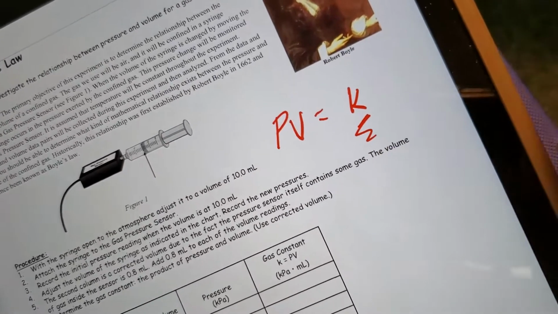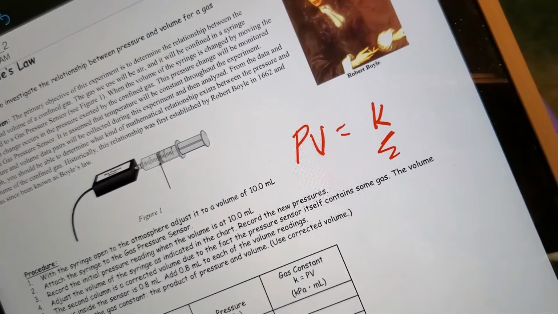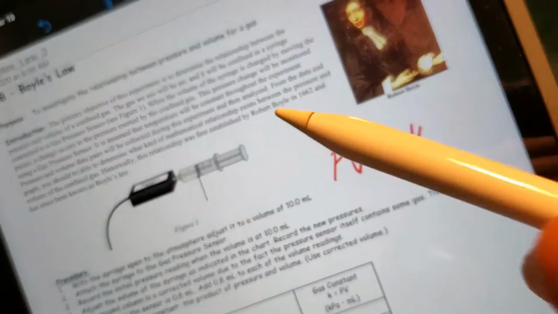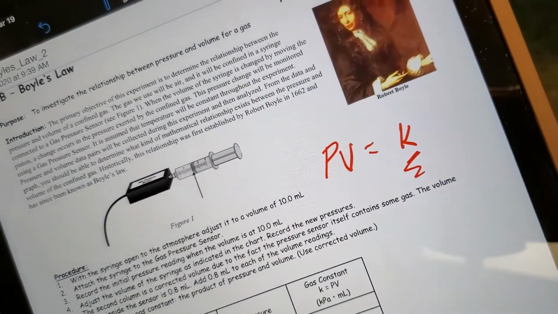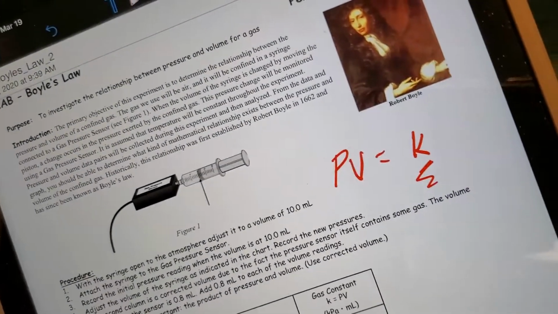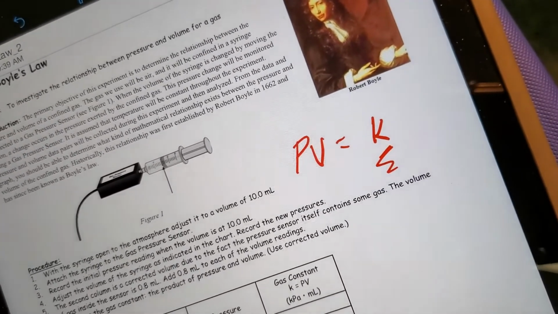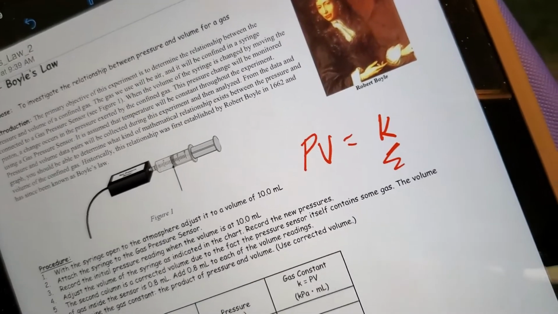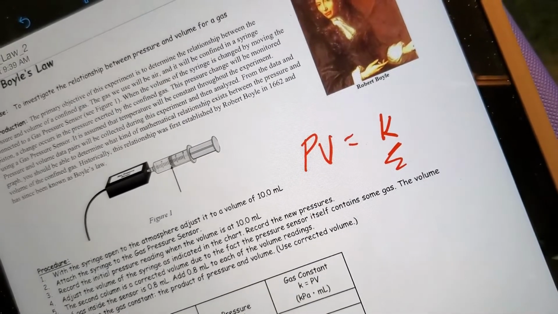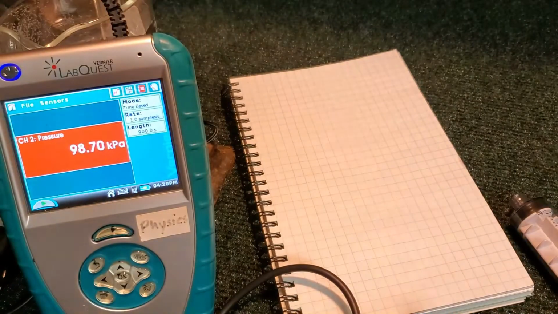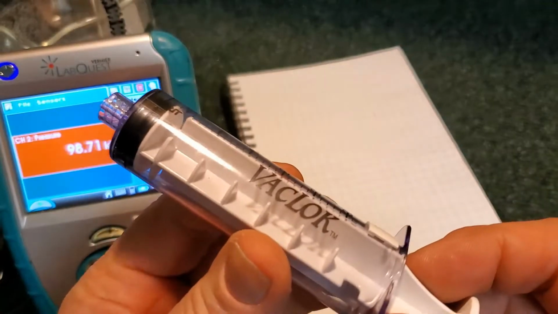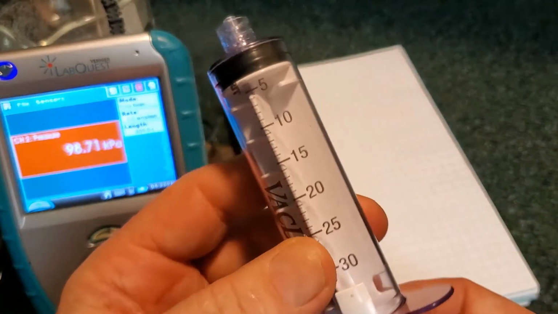What the value of this constant is depends upon how much gas is in there and its temperature. So in this investigation, we're going to try to determine what that K is and compare it to the theoretical value. And we have to collect pressure and volume data. The apparatus is going to look like this: a syringe, that's our container we're going to put the gas in.